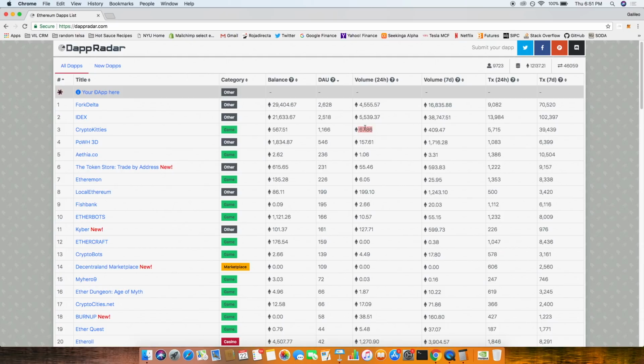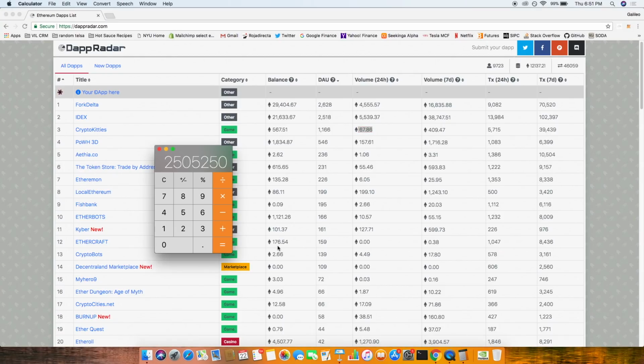So in the last 24 hours, there was about 68 ETH traded on their network. If we take 3.75% of that, then we get to 2.5 ETH per day in revenue going to the CryptoKitties team. And this is all open source and you can see it. Times 365, on an annualized basis, they're doing about 930 ETH in revenue.